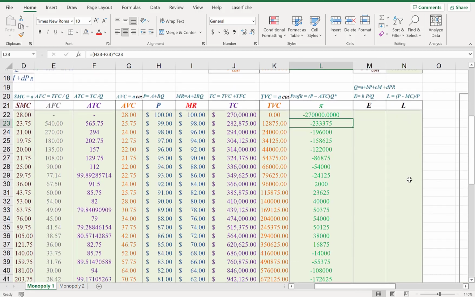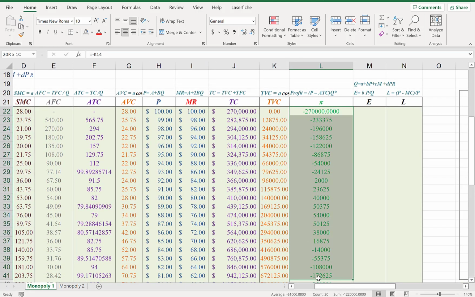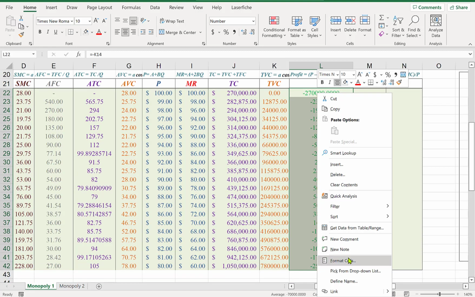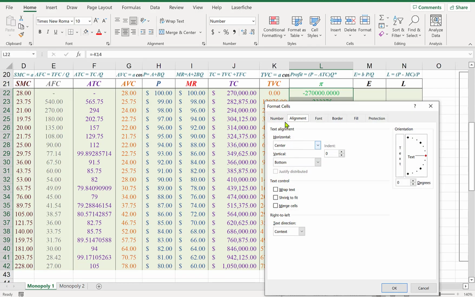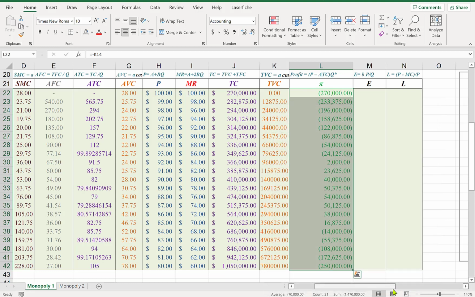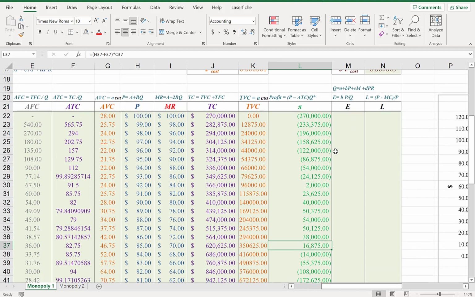You can format the cell. You don't have to, but you can do format cells and turn this into accounting. So if it is in parentheses, that's a loss. If it is a regular number outside parentheses, that is your positive profit.